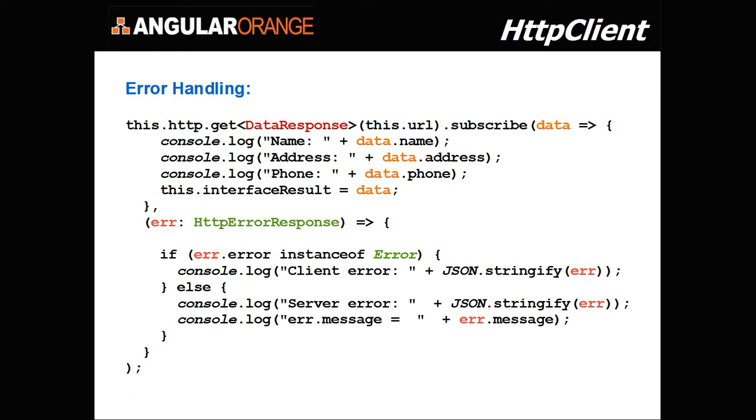Now, also the important thing I wanted to show you here is the possibility of using a typed error response. I have a typed error response, HttpErrorResponse. I have to make sure I import it in whatever file needs it. Then in processing this get method, I could check if the error is an instance of Error. If so, it's a client error, else it's a server error. I could use JSON.stringify to log it, or I could just say my error does have a message attribute, so let me just log the error message attribute.